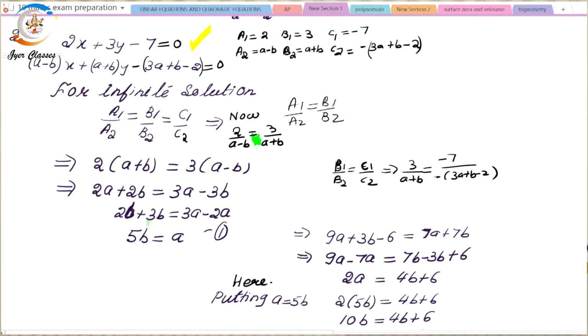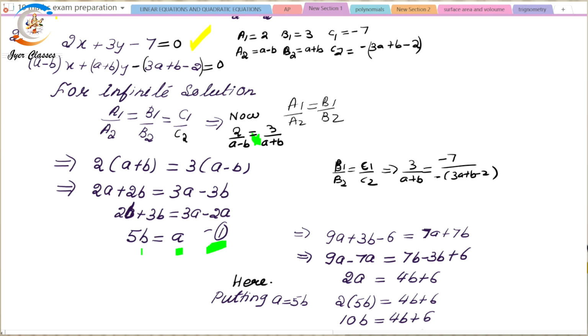So bring all the b to one side. 2b plus 3b is equal to 3a minus 2a. यहाँ जाएगा ना, प्लस है देखो a, तो यहाँ जाके माइनस हो गया. So 2b plus 3b is equal to 5b. 5b is equal to how much? a. Mark this as equation number 1 for further solutions.